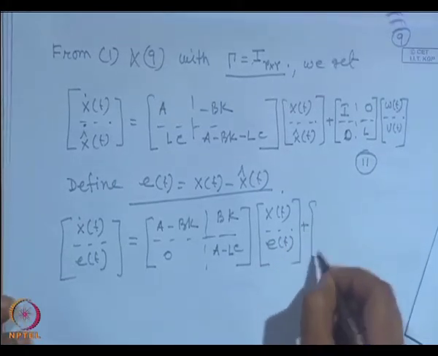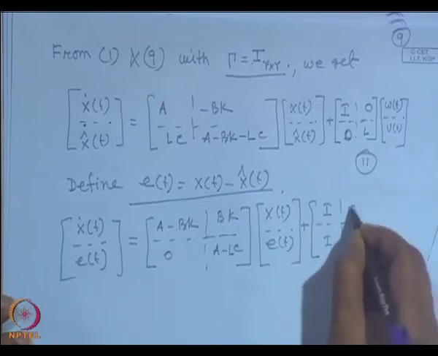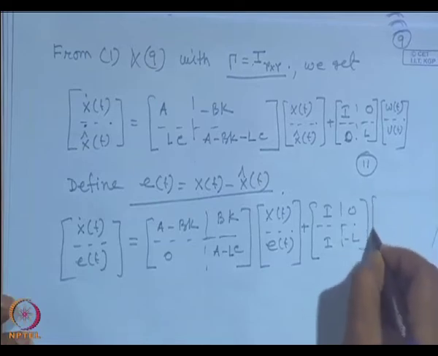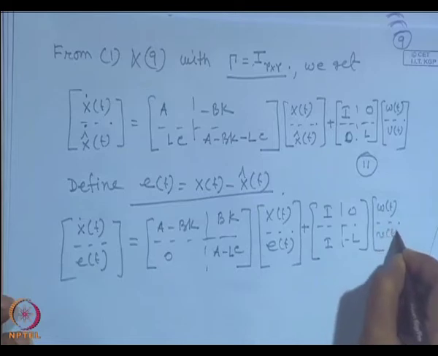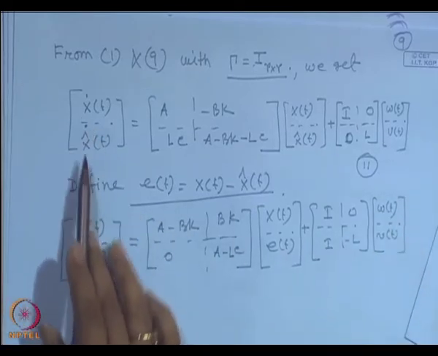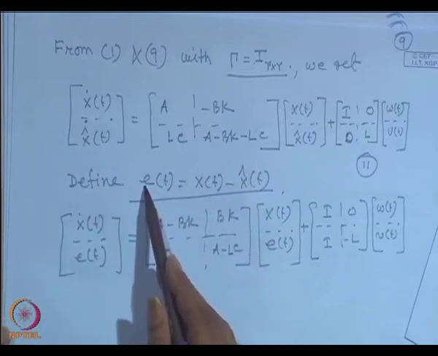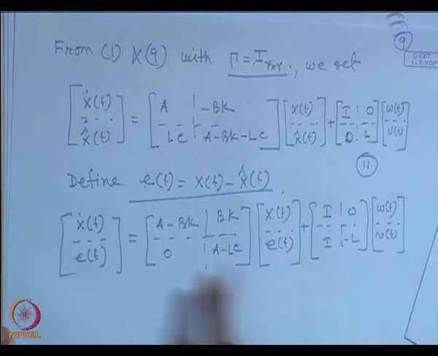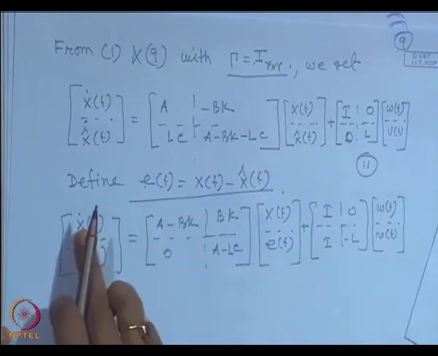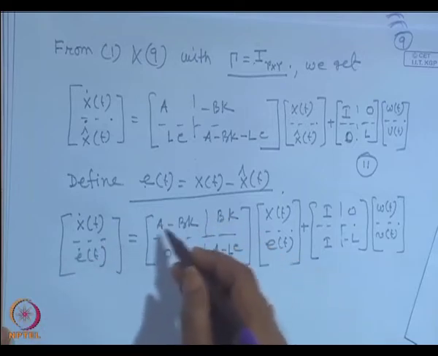plus I, 0, minus L, times W of t and V of t. What I did is express x hat in terms of E. Agree? So x hat is equal to x minus E, and if you manipulate this equation you will get this one. Now, see the structure of that x dot and E dot expression. There is an upper triangular form.